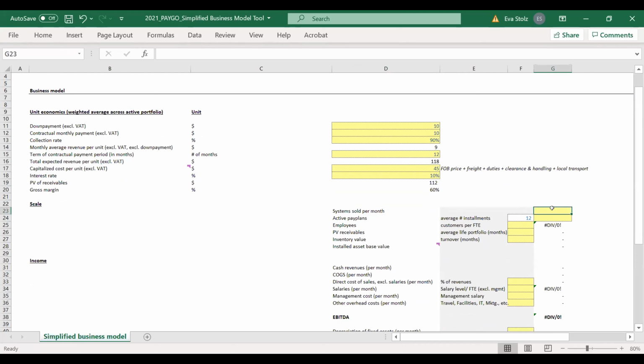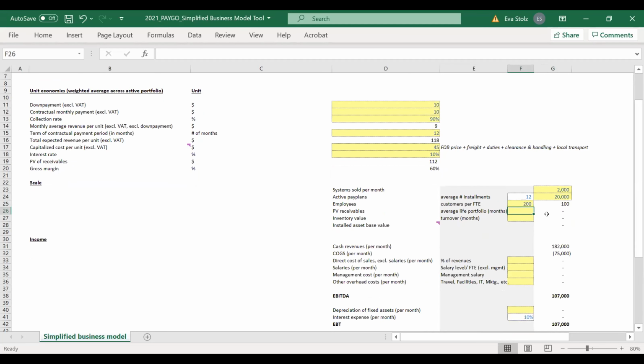And then you can indicate how many products you sell per month and what your number of active pay plans is. Say you sell 2,000 products per month and you have around 20,000 active pay plans. Then, to calculate the number of employees, you indicate how many customers you have per FTE. So say in this case, you have around 100 employees. Then you can indicate what the average life of the portfolio is. This is basically needed to calculate the present value of the receivables. So say this is 6 months.